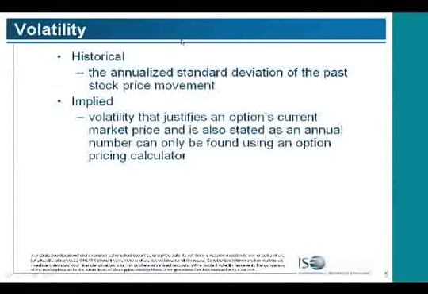Now, the big number that is often misunderstood is implied. Implied is the volatility that justifies an option's current market price. It's also stated as an annual number and can only be found using an option pricing calculator.